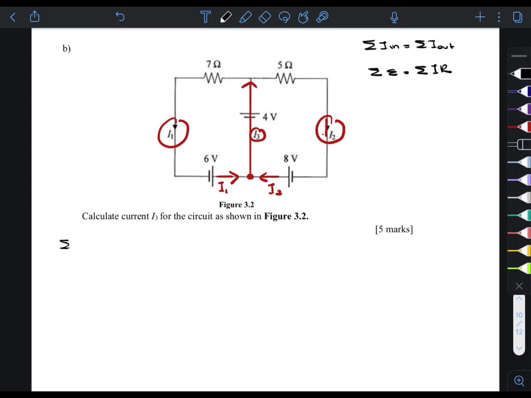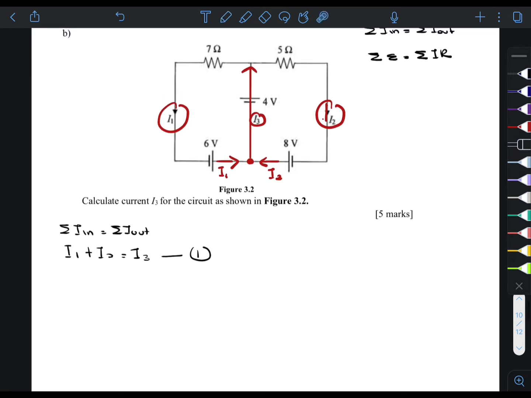So according to my first law, summation I in is equals to summation I out. I in saya adalah I1 campur dengan I2 is equals to I3. Okay, and we do not know the value of any of the current, so kita just biarkan dia sebagai satu equation. And then kita akan masuk kepada Kirchhoff second law. For Kirchhoff second law, we're going to start by identifying the direction of the EMF, identifying the direction of loop, and then identifying the direction of IR dekat sini. So kita ada dua loop basically. This is the first loop and this is the second loop.